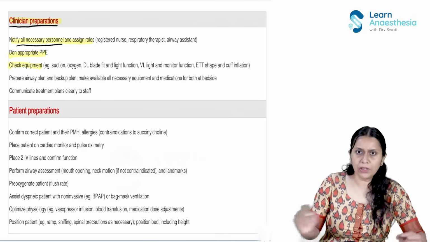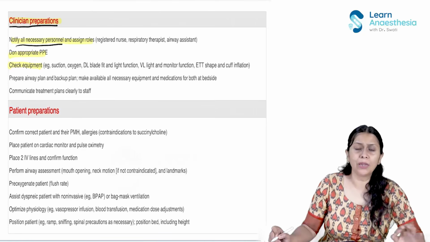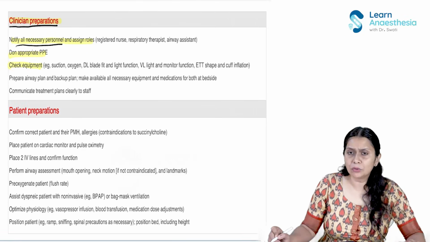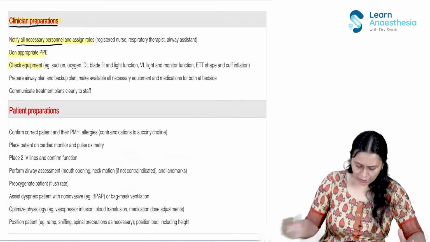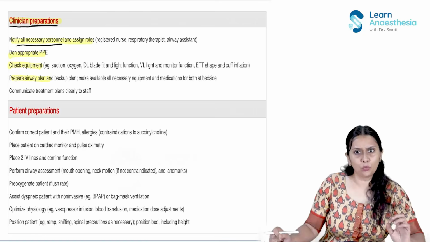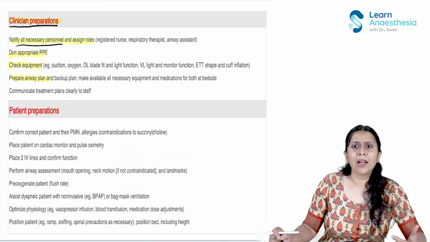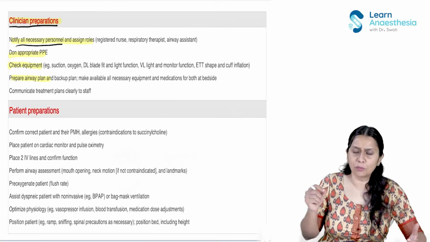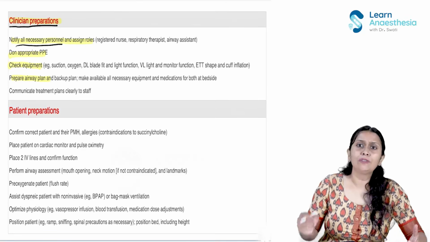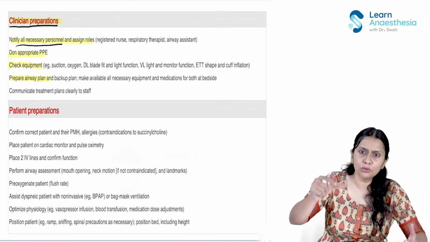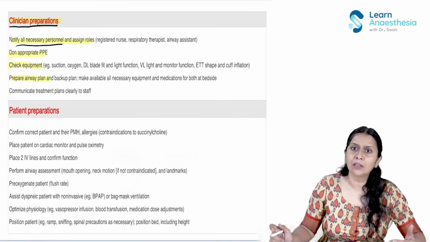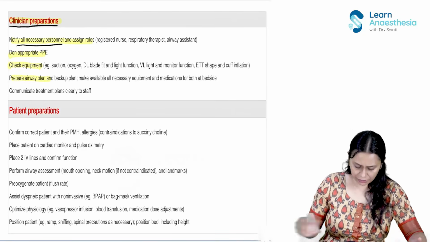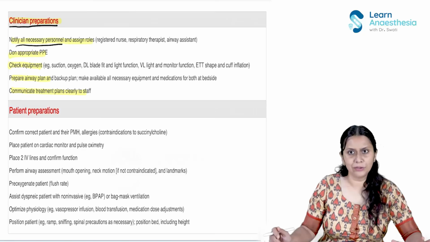Then check all the equipment, so suction, laryngoscope, endotracheal tube, video laryngoscope, every pre-oxygenation device, everything should be checked beforehand, right? And prepare the airway plan. You have to secure the airway, and it's a highly charged emergency situation. So it's a possibility that your first attempt may not be successful. So what should be the backup plan? It should be planned prior, and it should be communicated and discussed among all the personnel present there. So communicate the treatment plans clearly to the staff.